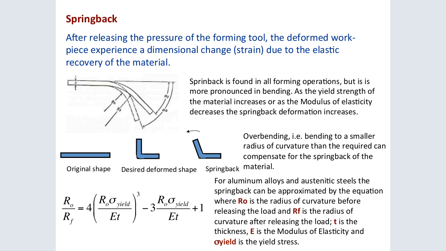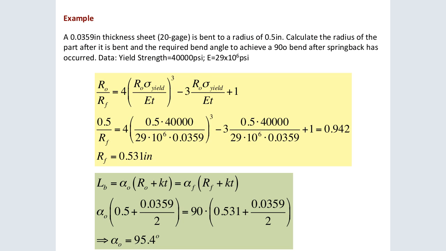So springback is also another bending consideration. That is, after releasing the pressure of the forming tool, the deformed workpiece experiences a dimensional change, that is the strain, due to the elastic recovery of the material. So springback is found in all forming operations and is more pronounced in bending. As the yield strength of the material increases and the modulus of elasticity decreases, the springback deformation increases. So springback is the ability of the material to come back to its shape.